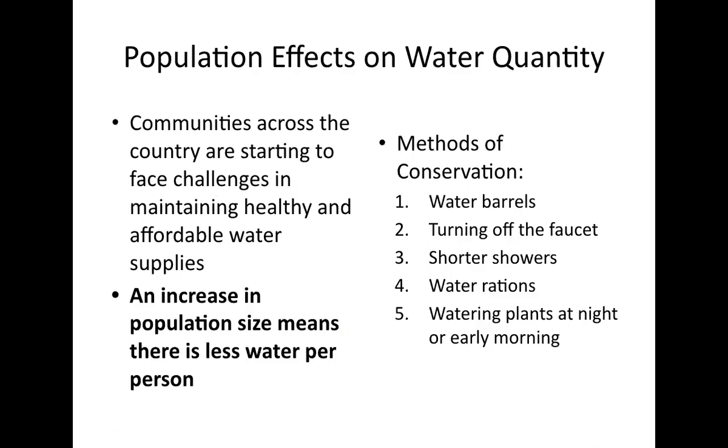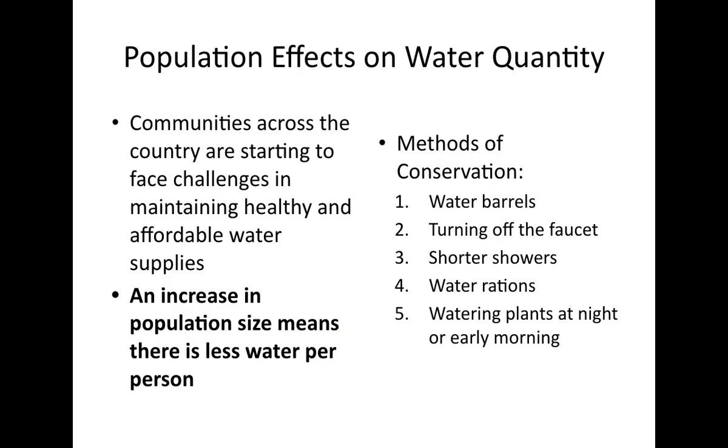So some population effects on water quantity. Communities across the country are starting to face challenges in maintaining healthy and affordable water supplies. An increase in population size means that there is less water per person. If there's only supposed to be so many people in an area and we have enough water for those people, and then more people come into the area, that means there's now less water per person.